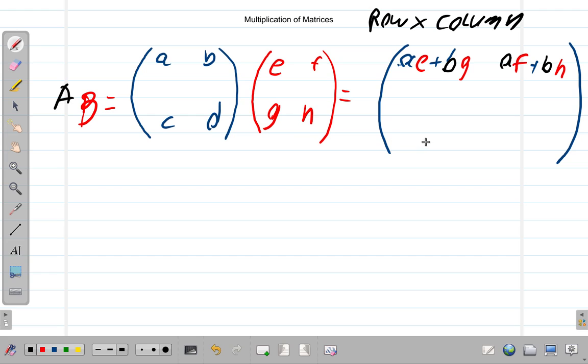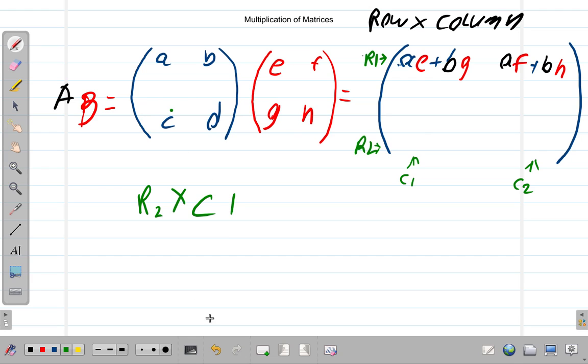Next, you want to find out what this element will be. And this element is in row 2, column 1. Alright? So remember now, row 1 points across, row 2 points across here. This is column 1, pointing up, column 2 here, pointing up. So whatever you're going to get here is in row 2, column 1. So now you must multiply row 2 by column 1.